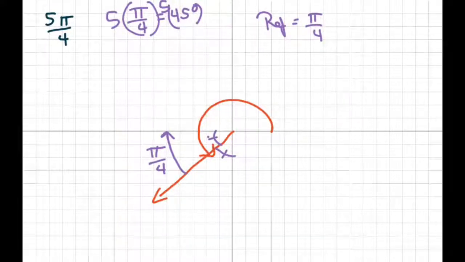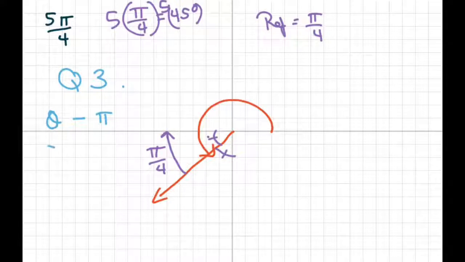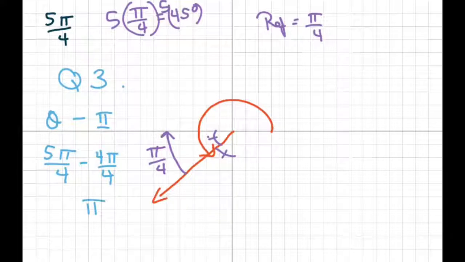However, since we're in quadrant 3, the rule is you take your angle minus pi. So our angle is 5 pi over 4 minus pi, which for us to have the common denominator would be 4 pi over 4, and that gives you your pi over 4.